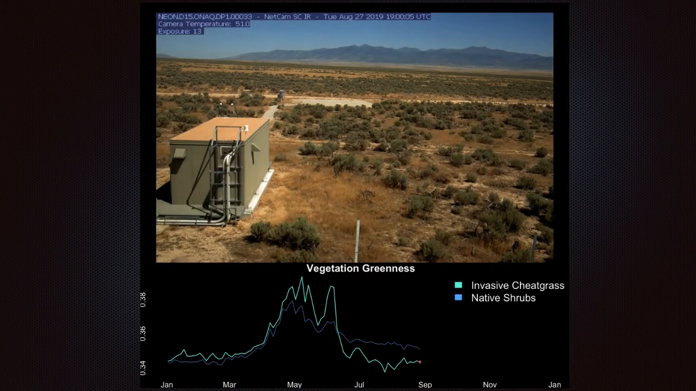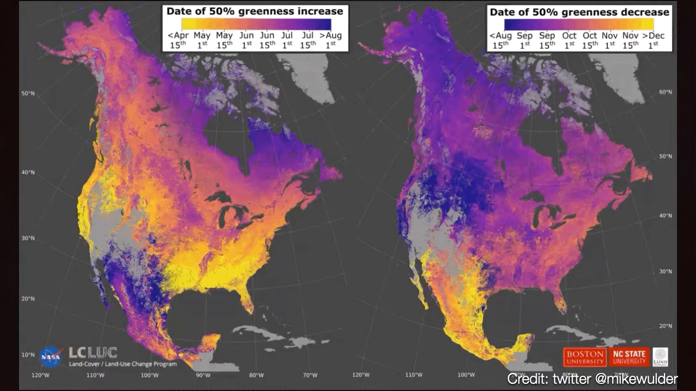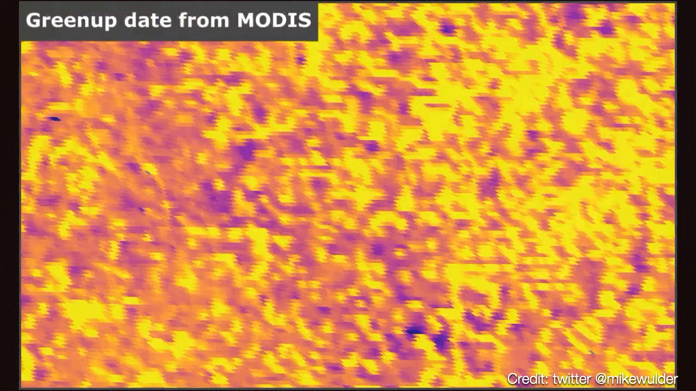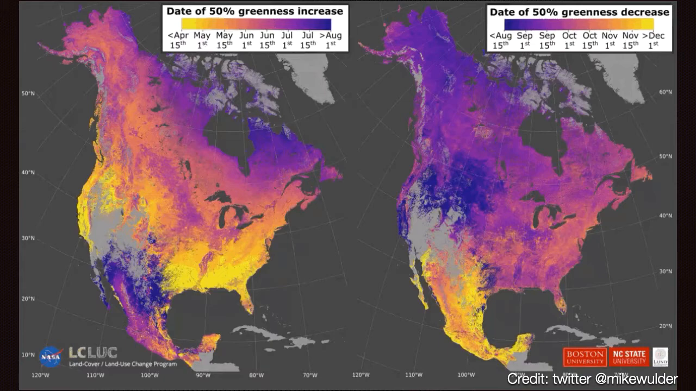The phenocam network alone now includes over 800 cameras and almost 3,000 site years of data. For context, if you were to print all of these images and stack them upon each other, they would reach higher than Mount Everest, or would constitute approximately 30 Empire State Buildings. Concurrently, we've seen progressively complex algorithms applied to satellite data to capture vegetation dynamics and improve the spatial resolution of remotely sensed indices of phenology.